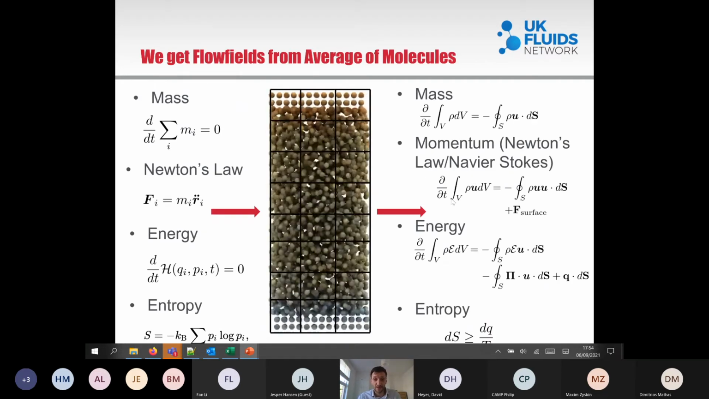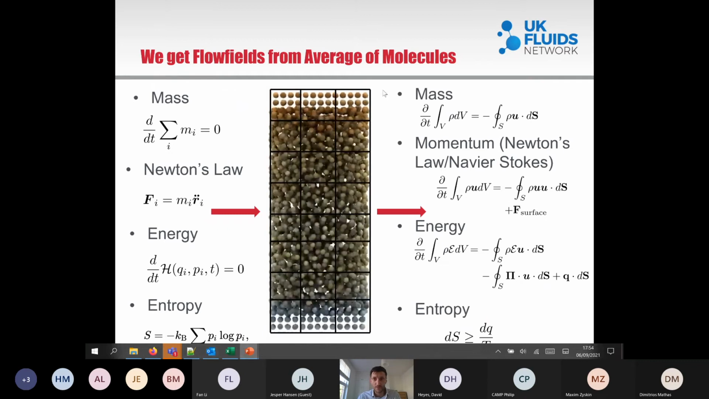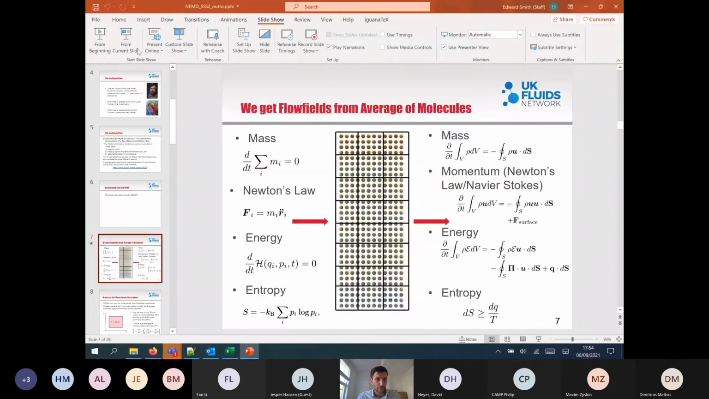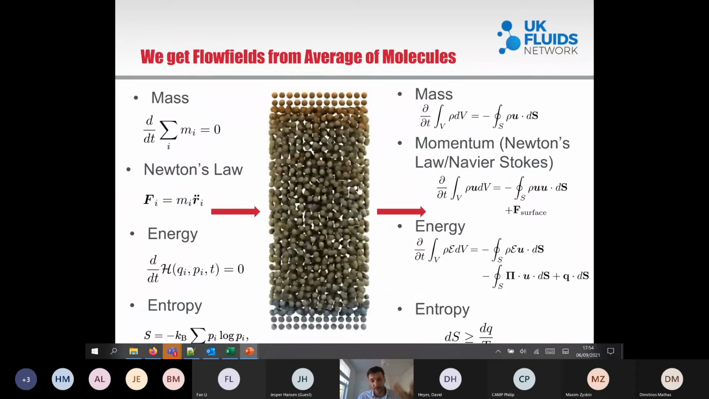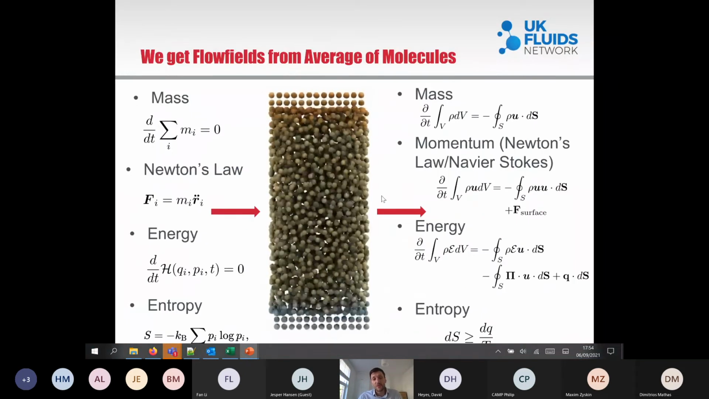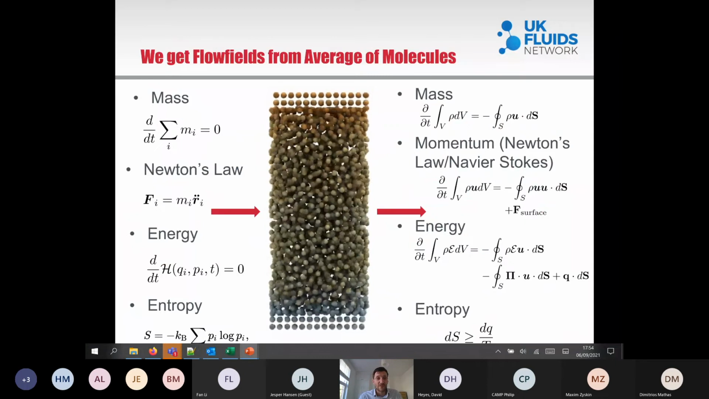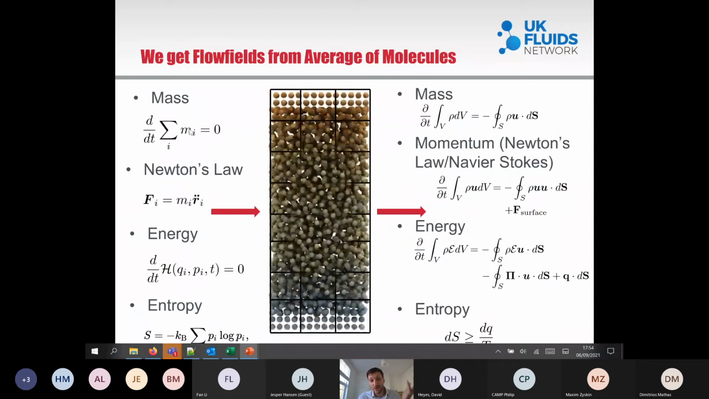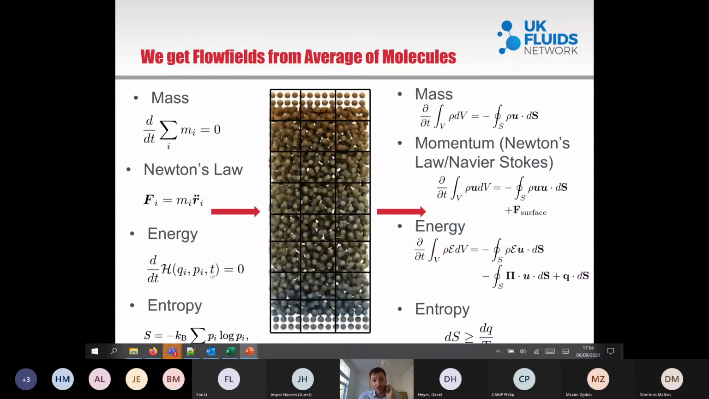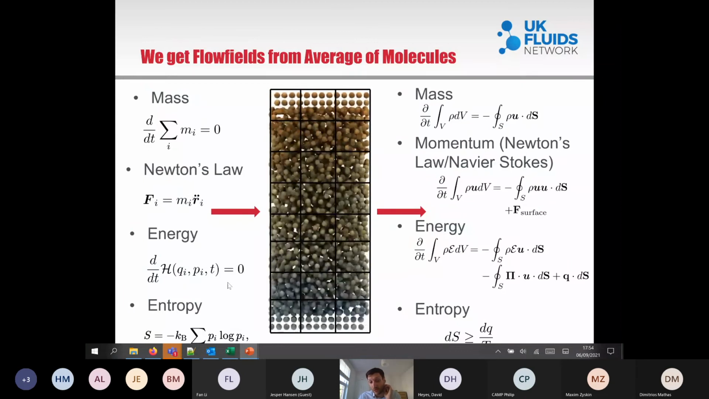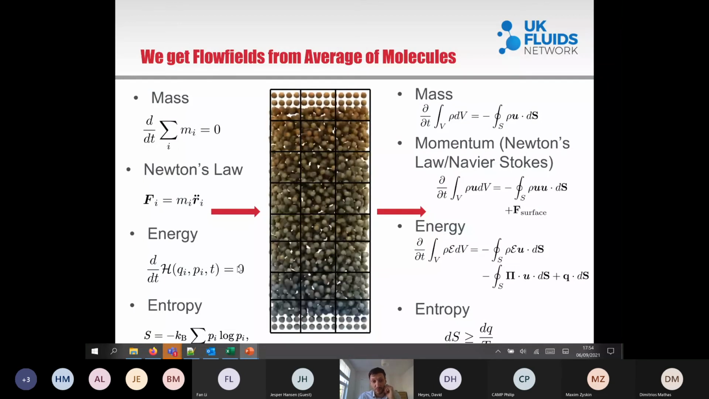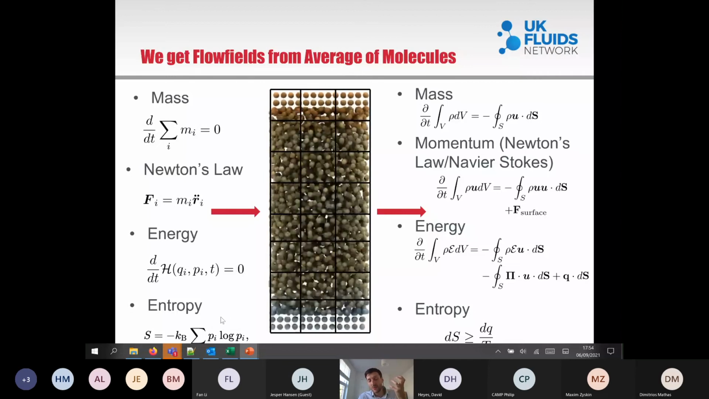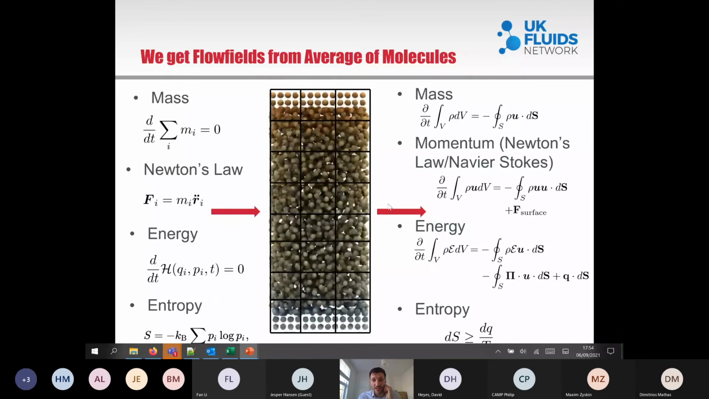I'm not sure I can get rid of the bottom, but let's try again. Okay, fine. So the idea of NEMD is we have these molecular equations. Conservation of mass is just how many particles you've got, and Newton's law. Energy: you've got some Hamiltonian, maybe not equal to 0, but in principle, for systems without external fields, they are. And then entropy, which you can define at the molecular scale.